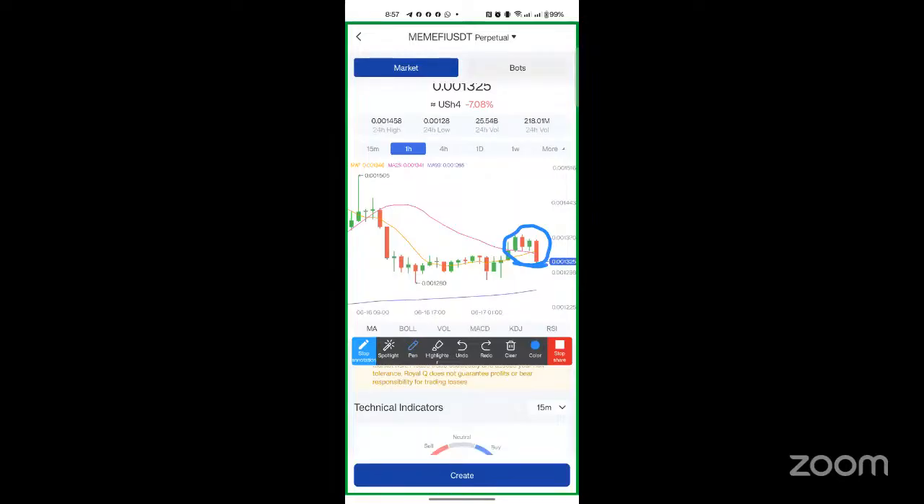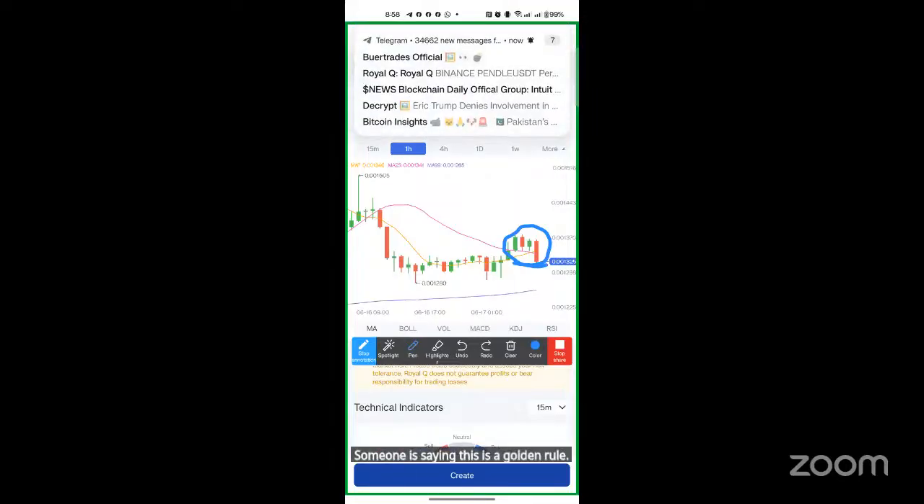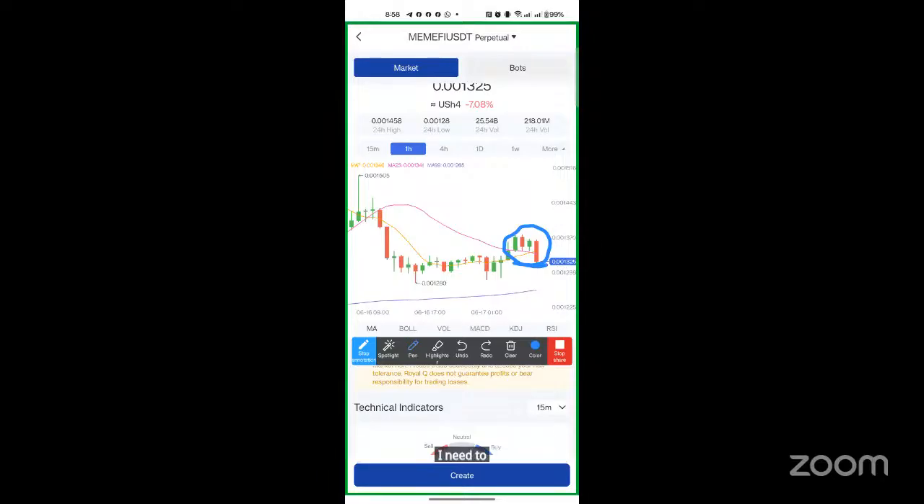Someone is saying this is a golden cross. Who is that? I need to ban you from my call. Who has said this is a golden cross? Where are you? So all this time I have been wasting. What were you doing here?